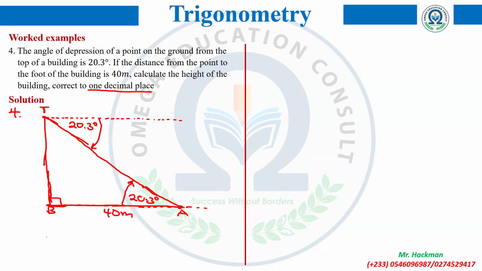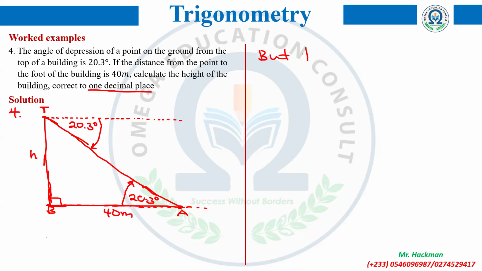If you like, you can represent this by h, small h for height. In that case, I'm looking for the opposite, knowing the adjacent. So which trig ratio are we supposed to use? Tan. Tan, opposite over adjacent. Remember your SOHCAHTOA. Very good.